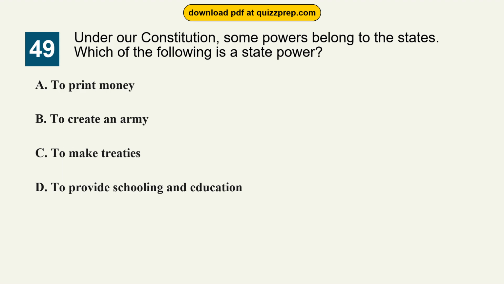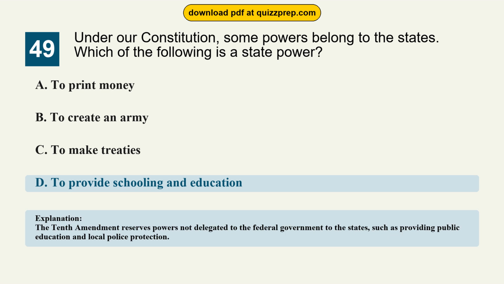Question 49. Under our Constitution, some powers belong to the states. Which of the following is a state power? Option A, to print money. Option B, to create an army. Option C, to make treaties. Option D, to provide schooling and education. The correct answer is option D, to provide schooling and education. The 10th Amendment reserves powers not delegated to the federal government to the states, such as providing public education and local police protection.